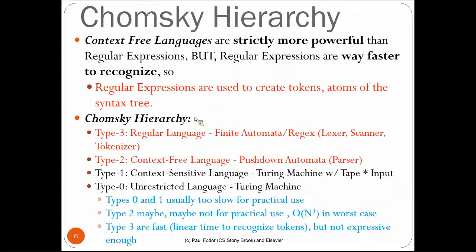So in fact, we have a hierarchy of languages. Context-free languages are strictly more powerful than regular expressions. But as I said, regular expressions are faster to recognize input strings. Regular expressions in programming languages are used to create tokens in linear time in the size of the token. And then those are the inputs to context-free languages, which are more powerful for defining grammars for programming languages. So many of you in CSE307 have heard of the Chomsky hierarchy, in which we have regular expressions as the type 3 languages. They can be identified with finite automatas or regex.